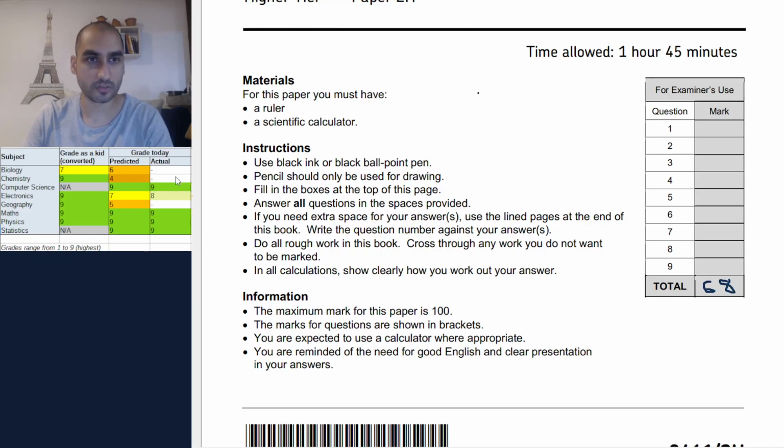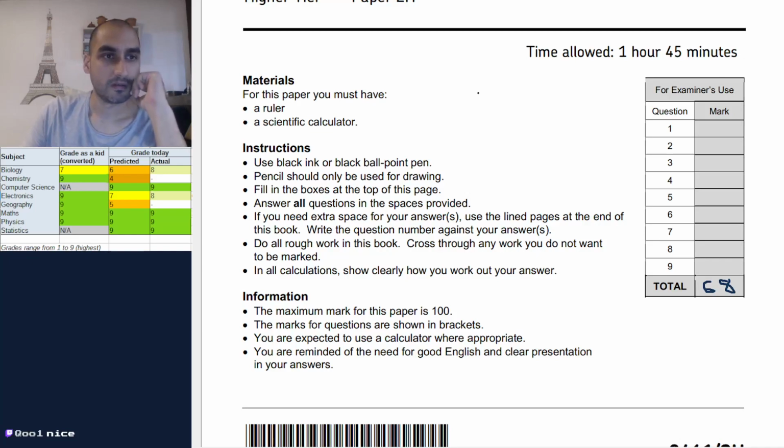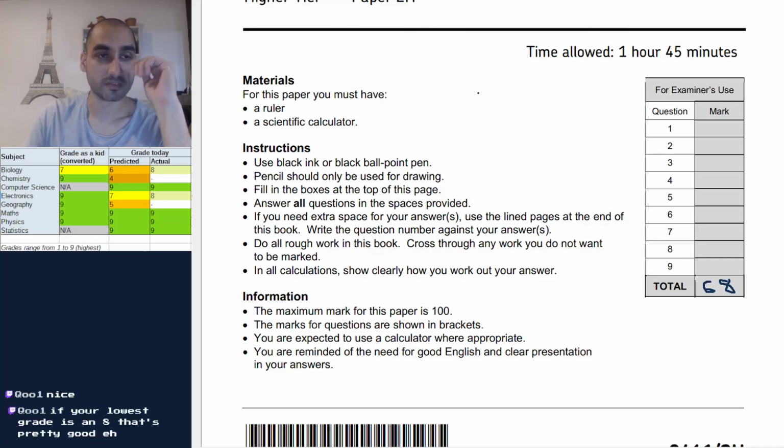114 was the boundary for 8, so I got an 8. Weird. Biology was a weird one though, because I was pretty good at biology as a kid, but we had a terrible cover teacher for the entire year. They never gave us a replacement teacher, so we were stuck with Miss Hubble. And we didn't learn much at all.